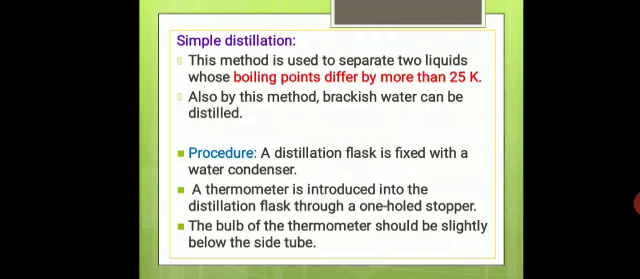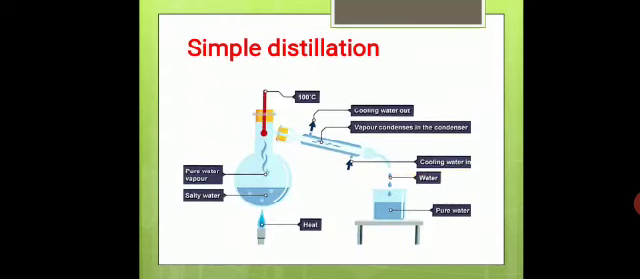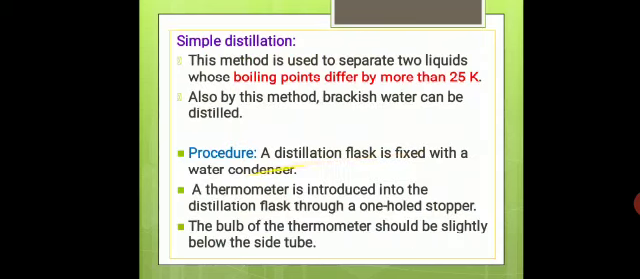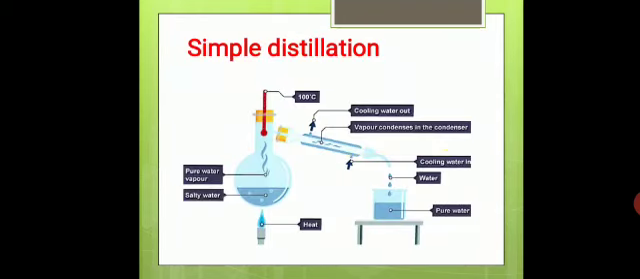That is what we can use this simple distillation to purify the sea water also. Now let us see the procedure. Here a distillation flask is fixed with the water condenser. This is the distillation flask, and then a thermometer is introduced in the distillation flask through a one hole stopper. Here you can see a small lid, that is called a stopper. In the center of that you have to fix the thermometer.